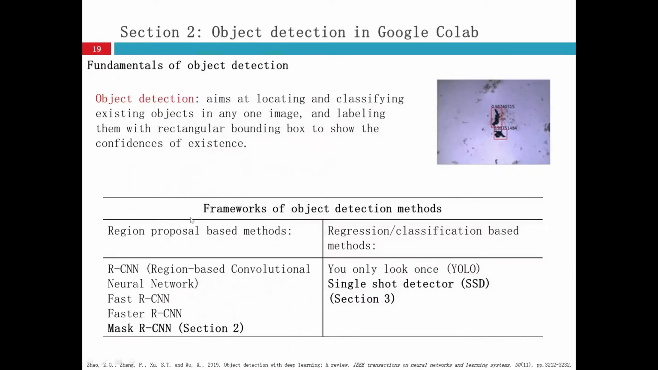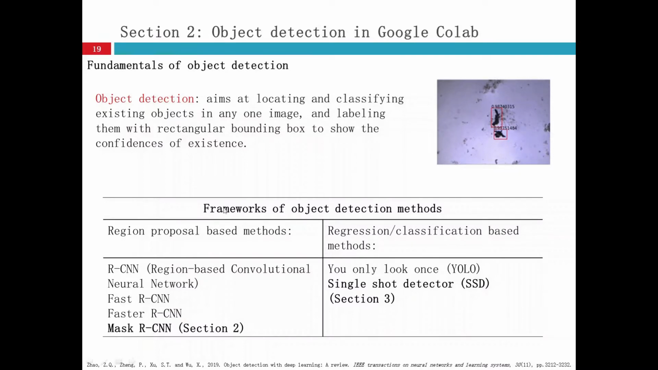So first, what is object detection? It aims at locating and classifying existing objects in any one image and labeling them with a rectangular bounding box to show the confidence of existence. The figure on the right is the predicted image from our Colab notebook. You can see that the trained model gave it a bounding box and corresponding confidence about it.